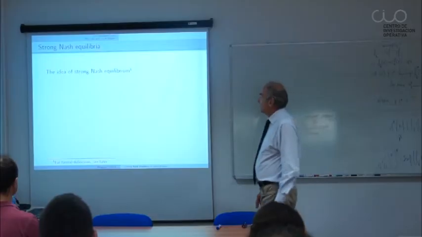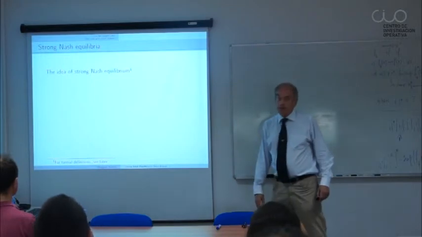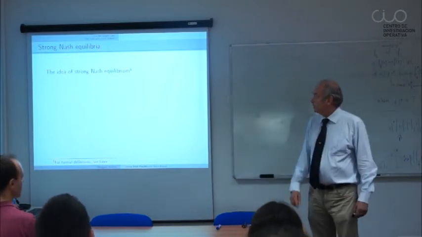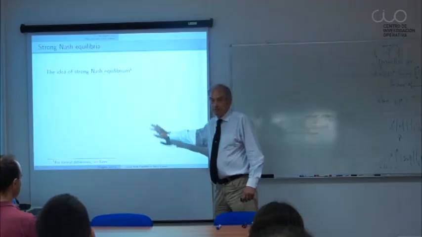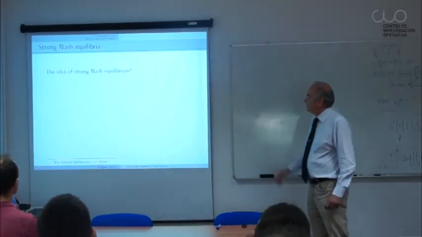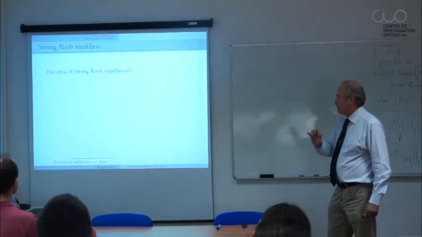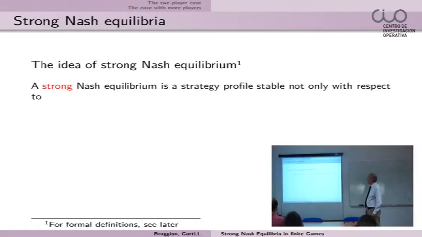Okay, so the idea of strong Nash equilibrium, which goes back to Aumann, Robert Aumann, I'm talking only about Nobel Prizes, not my two colleagues. My colleagues are not Nobel Prizes yet, but I'm quoting Nobel Prizes, and the idea of strong Nash equilibrium.